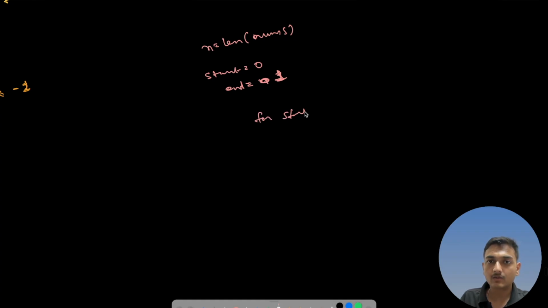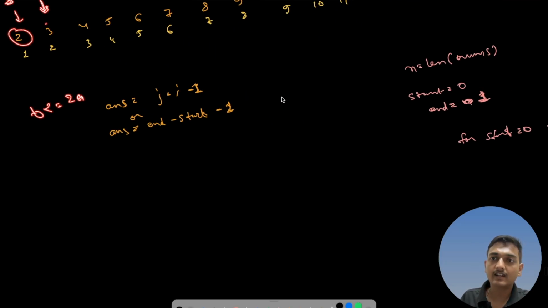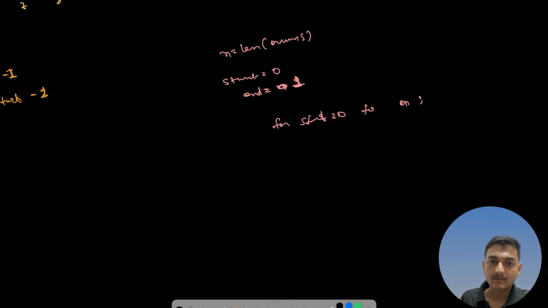For start equal to 0 to n. And what is the next thing I need to do? I need to check if my start is here and considering my end is here, how far can I go? So I think I can go while b is less than or equal to 2a. So let me write something here in that manner. And before that we need to sort the array. So here we will be writing sort array on absolute value. This is a very important step.